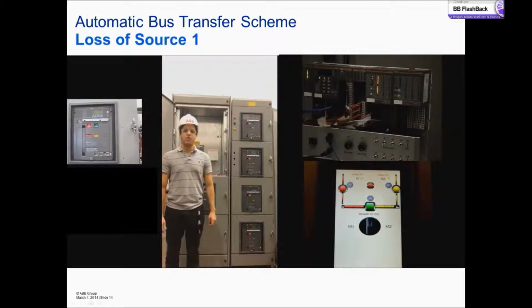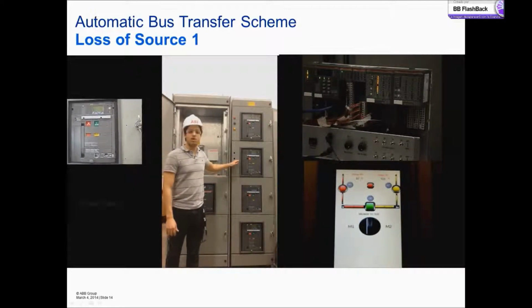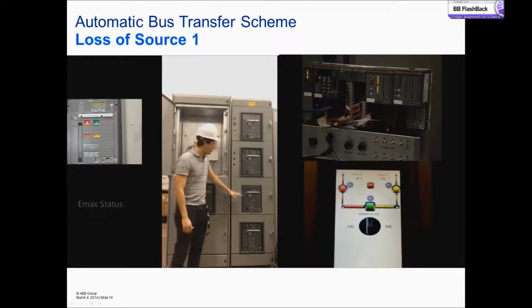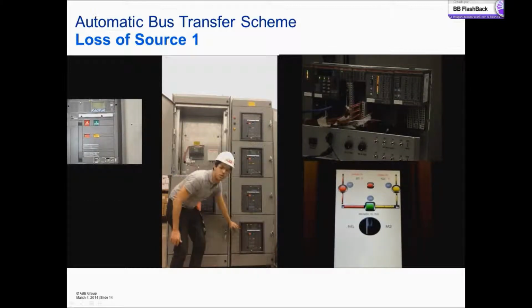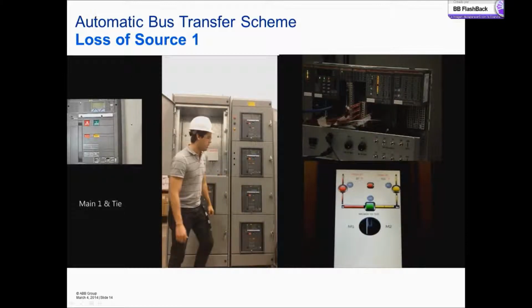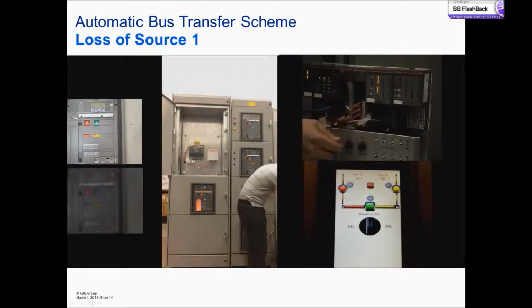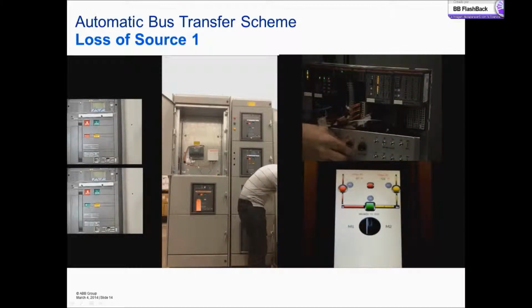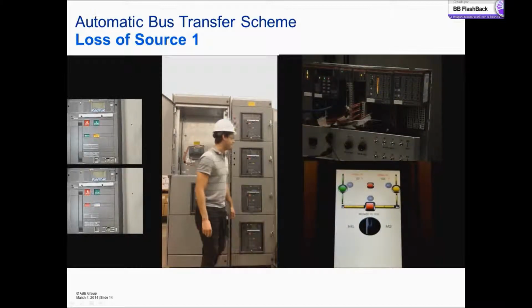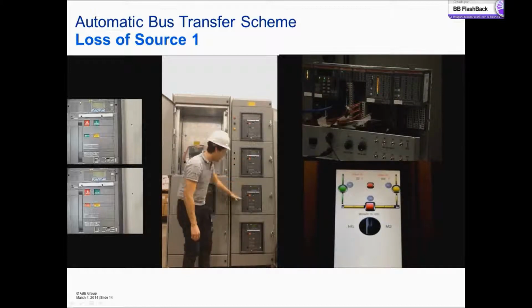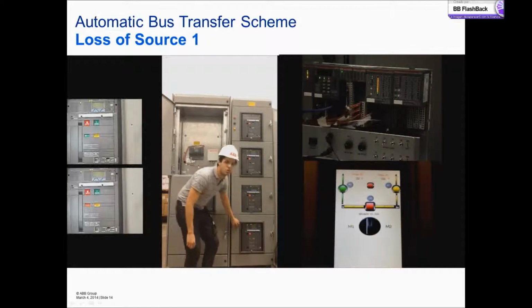First case. In our first case, we're going to lose our voltage in the main 1. This will create that this one will open, this one will close, and the main 2 will remain closed. So we're going to simulate our voltage with an analog input. So we lose our voltage. The relay 27 sends the signal that there is no voltage. So the PLC sends a command to open the main 1, close the tie, and main 2 remains closed.